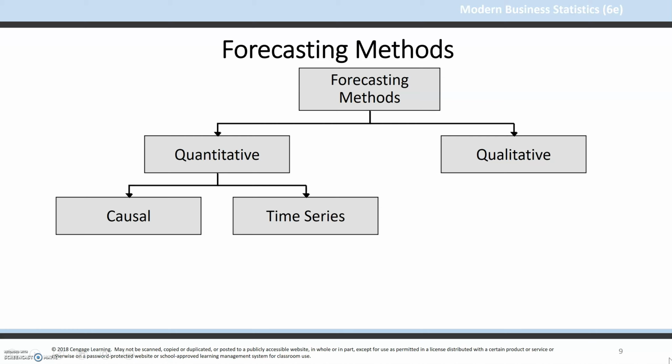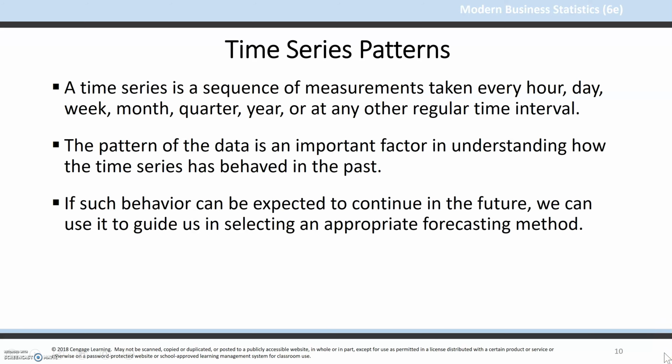With quantitative, we can have causal or we can have the time series. In this chapter, for this book specifically, we're going to focus more on the time series approach. So with these time series patterns, hopefully there's some type of pattern that we see over an hour, a day, a week, a month, a quarter, within some regular interval. That pattern helps us understand the behavior of the past so that hopefully we can predict or project the behavior, or forecast, for the future.